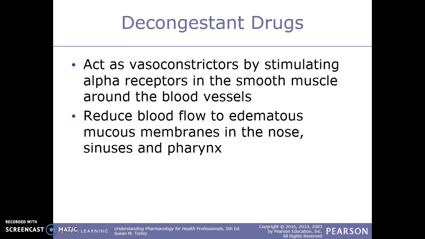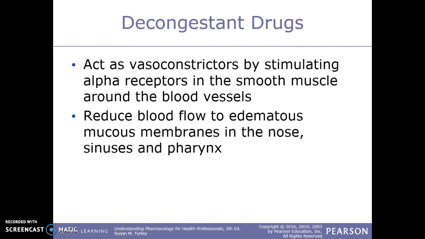So this might be used in someone who has a cold, the flu, or allergies as well. A lot of these categories are going to be used for a variety of different conditions, but all for that purpose. In other words, allowing the mucous membranes to shrink.